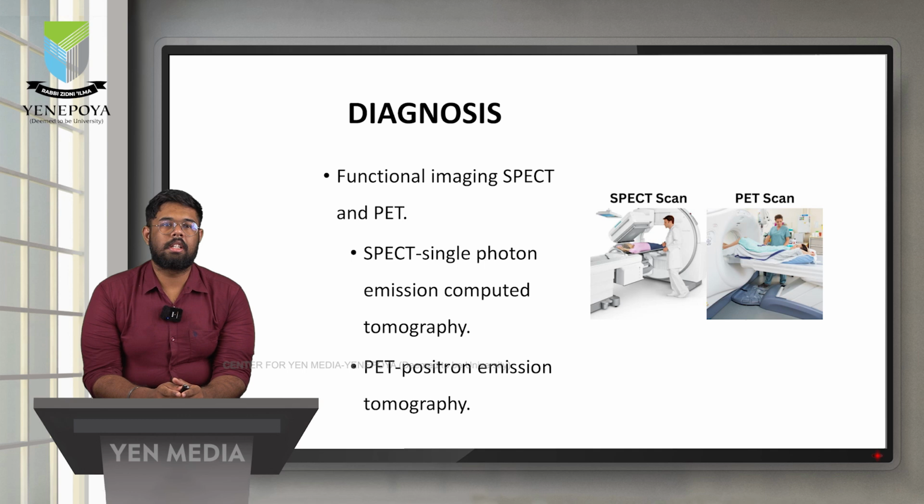Diagnosis includes functional imaging: SPECT and PET scan. SPECT is single photon emission computed tomography, and PET is positron emission tomography. These tests can be used to detect Parkinson's disease in patients.